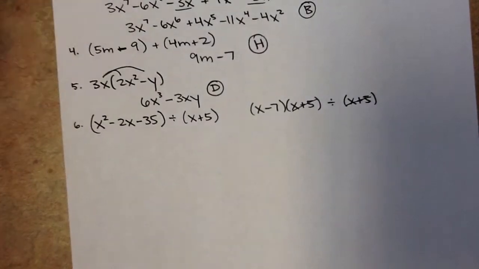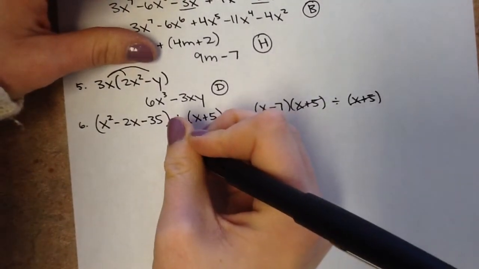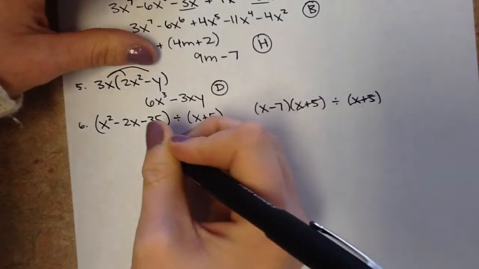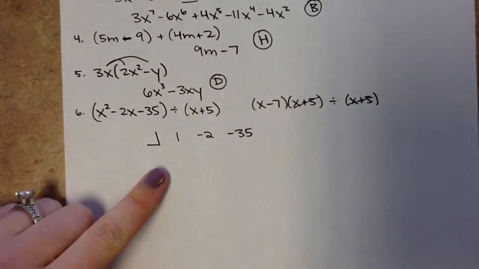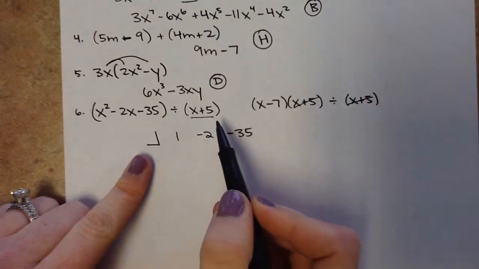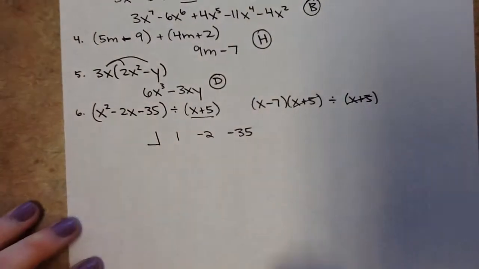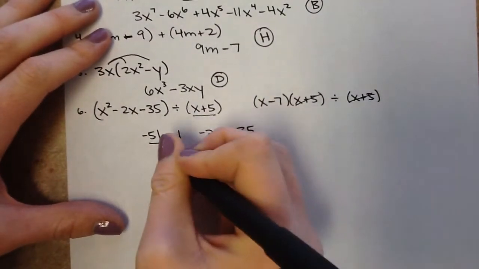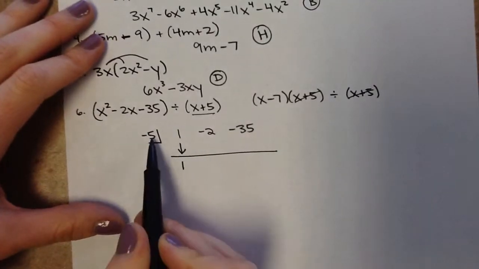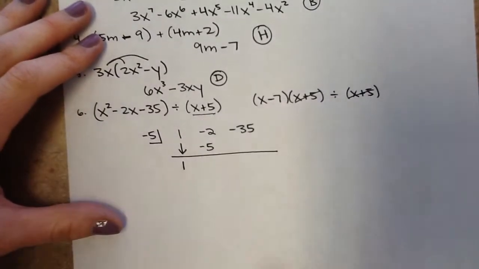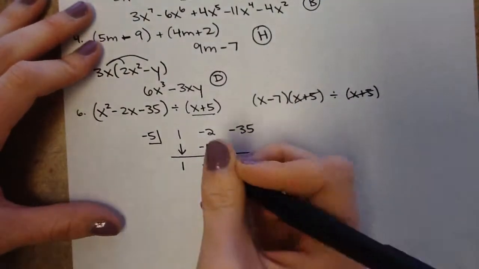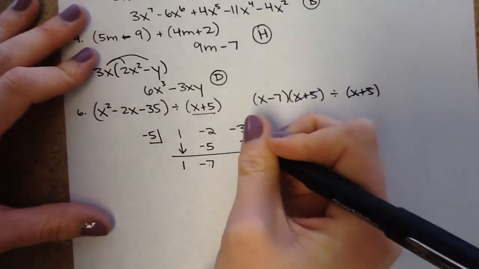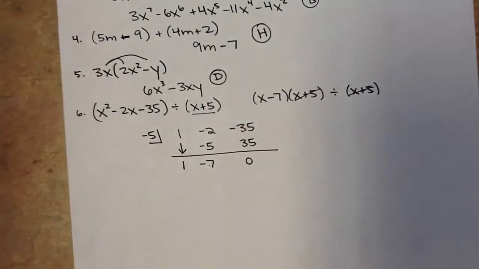I could also do synthetic, because I know we're pretty good at synthetic by now. So I could take 1x squared minus 2x minus 35. Then I set up my little box. Now this is different from synthetic substitution. If I'm dividing by a whole factor, remember the way this works is I actually put the opposite of the factor inside the box. Okay, so I bring down this 1. That's always my first step. Then I multiply 1 times the negative 5, and I put that right here. Then I add these two together, and I get negative 7. Then I multiply negative 7 times negative 5, and it gives me a positive 35. Then it leaves me with a remainder of 0.